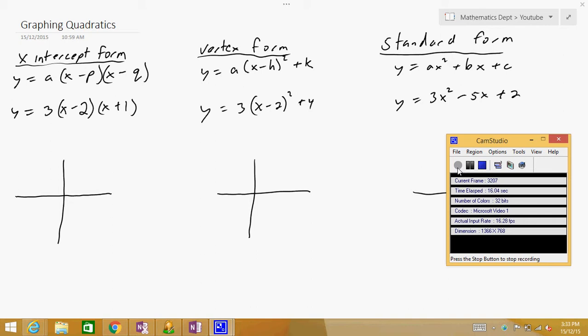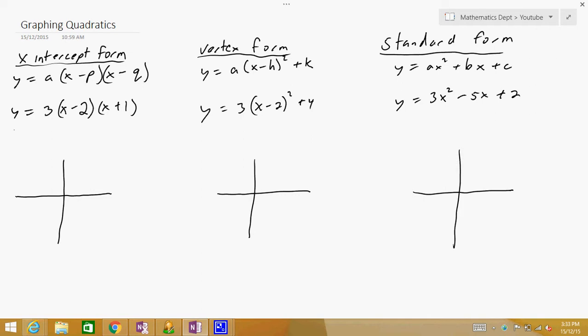So if we have the quadratic in x-intercept form, it is y equals a(x - p)(x - q). And we have an example right here where y equals 3(x - 2)(x + 1). The information that you would get right away is that your x-intercepts are the opposite of these numbers. So the x-intercept is at 2, and another x-intercept is at -1.